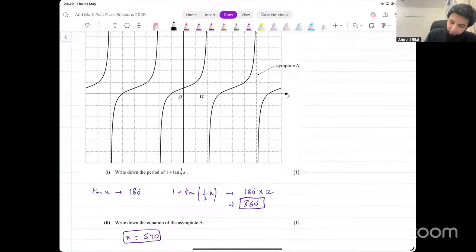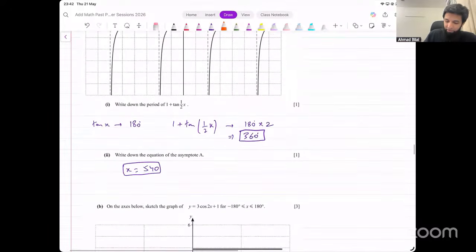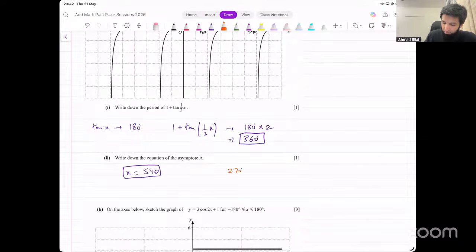So this would be 180 and this would be 540. Why are we getting 540 here? We are doing 270 multiplied by 2, and that's 540.